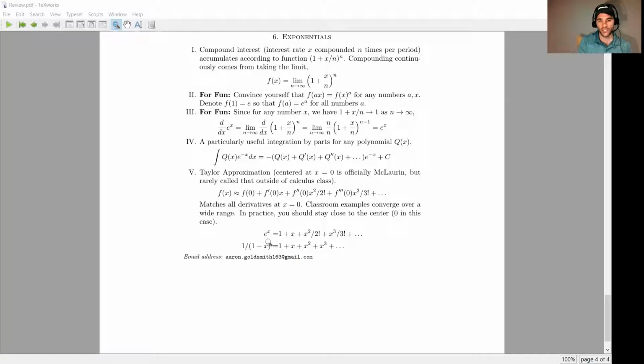So these are two good series to know. e to the x has the series 1 plus x plus x squared over 2 factorial and so on. You can take derivatives of this to see that the derivative of e to the x is still e to the x.